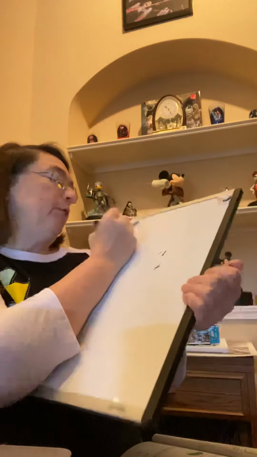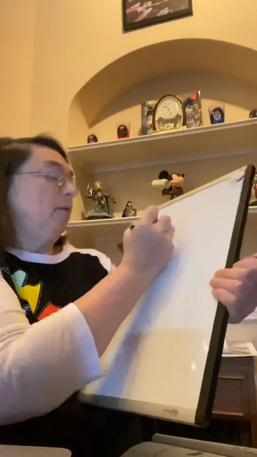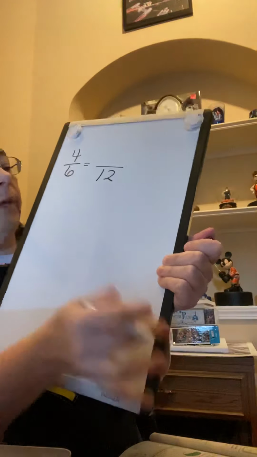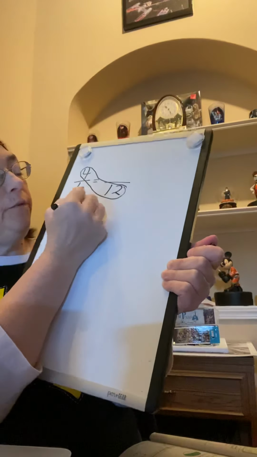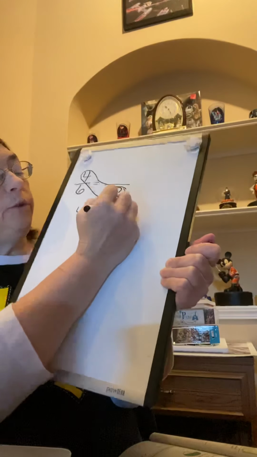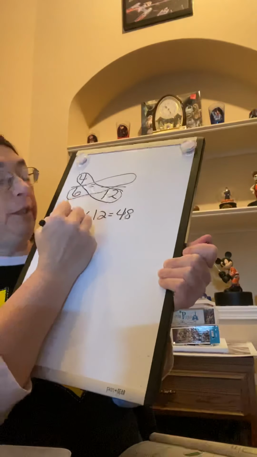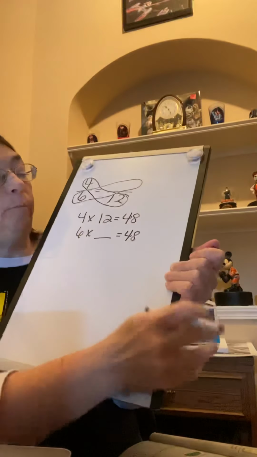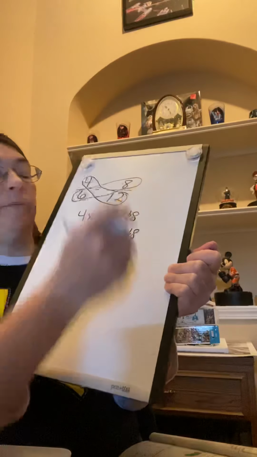Number 8 was 4 over 6 equals blank over 12. Okay? The X factor or the butterfly factor, I multiply these two together. So 4 times 12 equals 48. And then I multiply these two together. So 6 times something equals 48? That would be 8. So 8 goes up here.